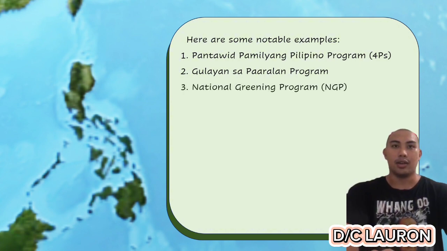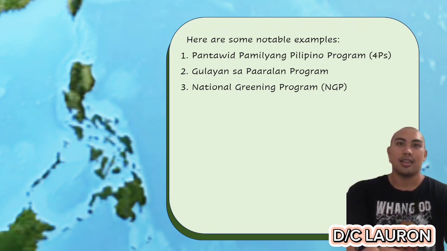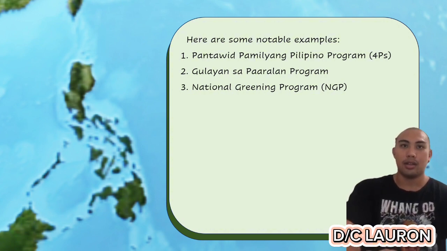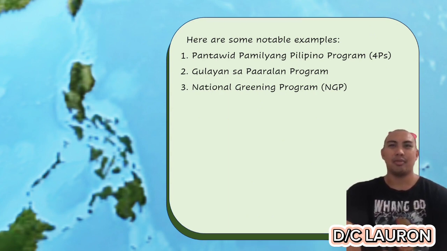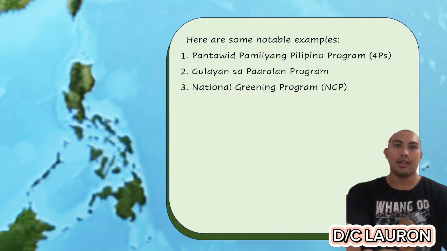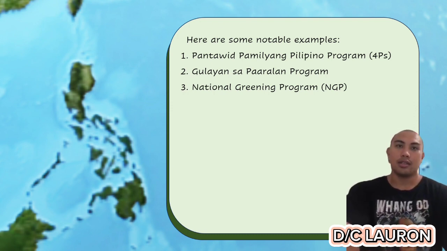And third one is the National Greening Program, launched to address deforestation, climate change, and biodiversity loss. The National Greening Program focuses on reforesting and afforesting areas throughout the country by planting indigenous tree species and promoting sustainable forest management practices. The program aims to enhance environmental resilience, mitigate the impact of climate change, and protect biodiversity. The initiative also recognizes the vital role of forests in providing ecosystem services such as watershed protection and carbon sequestration.